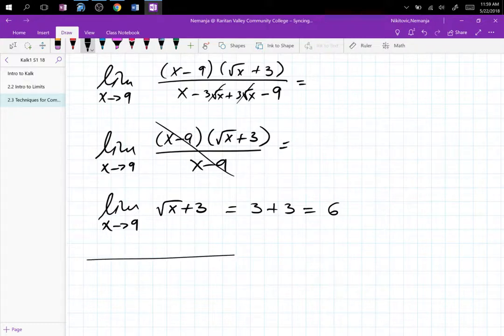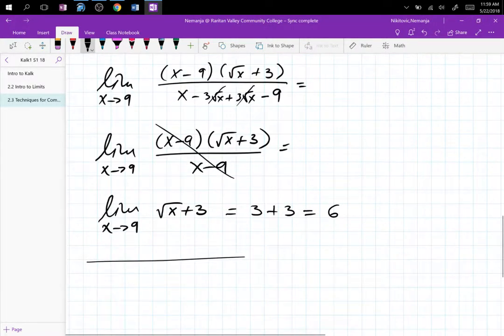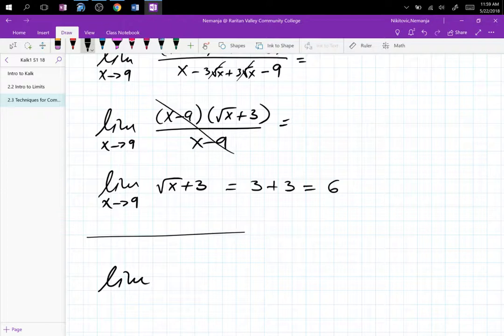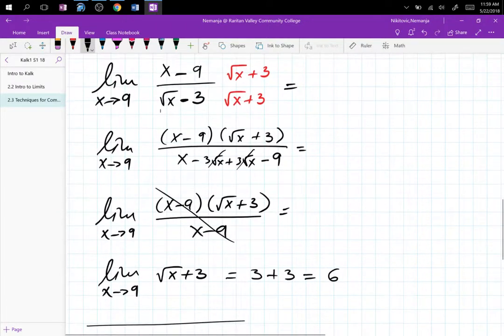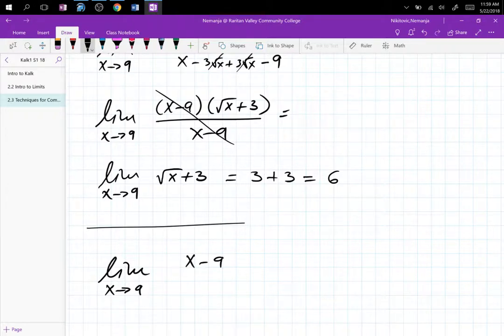Same problem. Limit x goes to 9 of the x minus 9 over the square root of x minus 3.